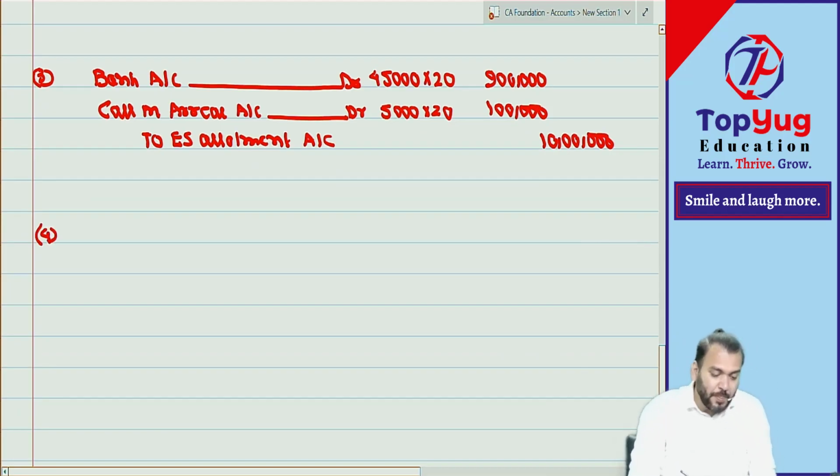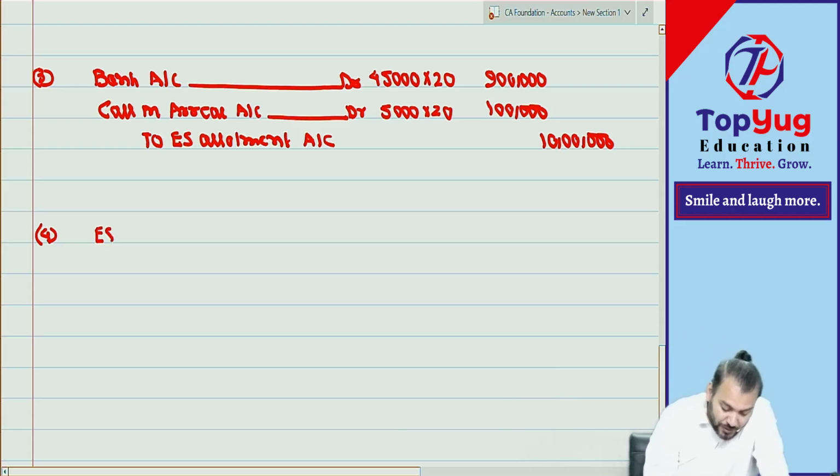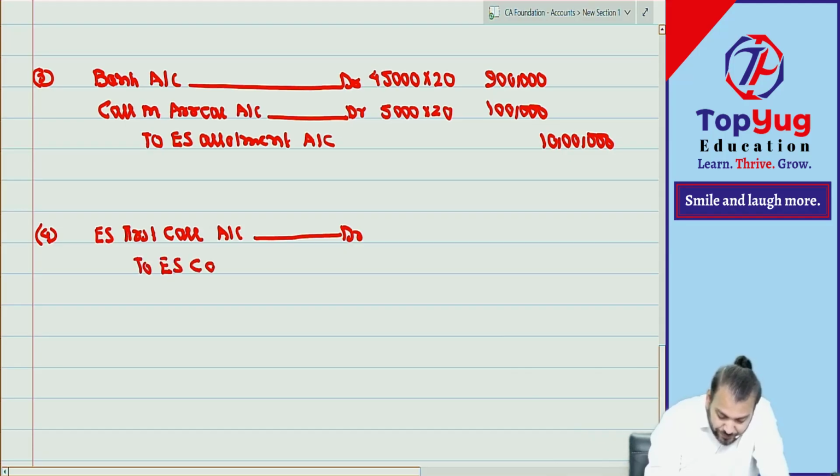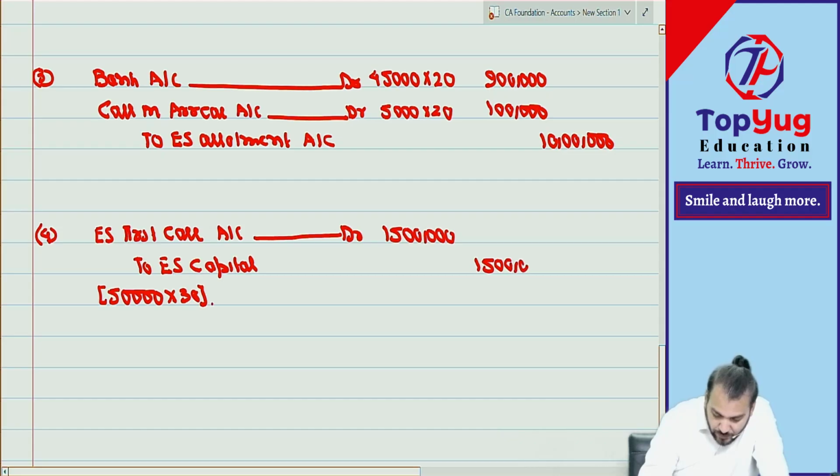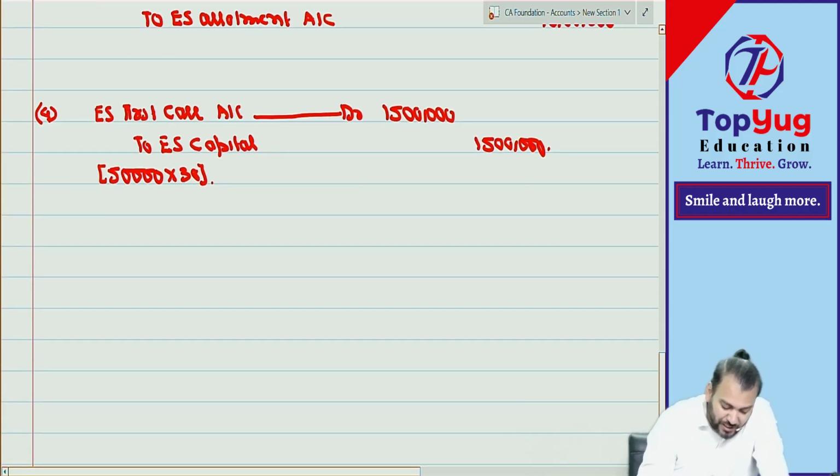Now, there is only one call I have given. So I have given two calls, the first call and the final call. Equity share first call account debit to equity share capital. It is 50,000 into 30. Means how much? 15 lakh. Now this journal entry you will do.